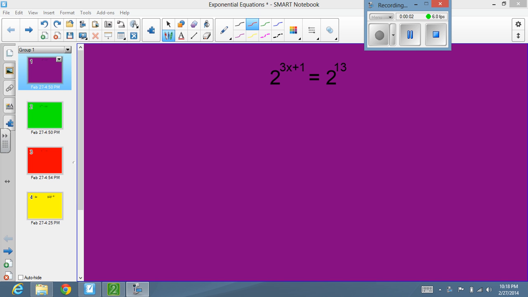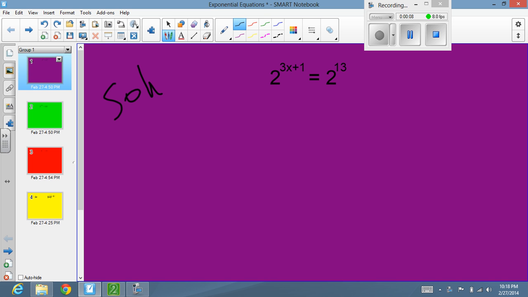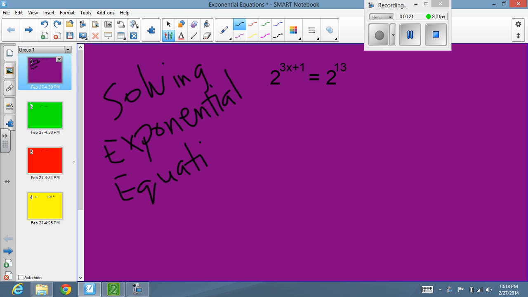Okay, everybody, so next we're going to talk about solving radical, not radical, exponential equations. Okay, these are going to be equations where there's something going on with some exponents here. Now, these are going to look a little different than anything you've seen before.